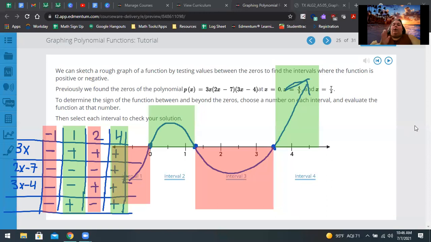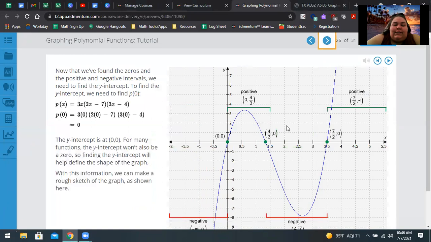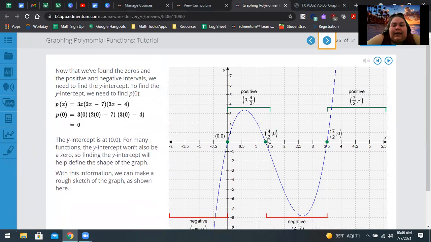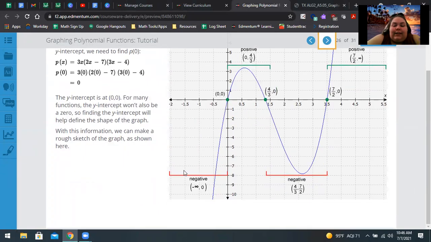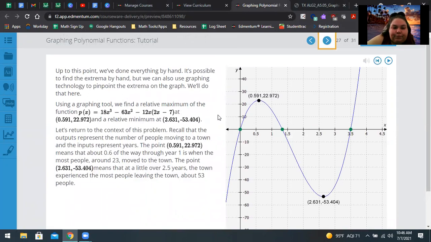So again, you don't know how far it's going or how deep down, but you do have a rough idea of when it's above the x-axis and when it is below. Same idea here that's happening on slide 26. They're identifying for you when it is considered negative, when it is considered positive. Here it is going from -infinity to 0, and then here they're more limited, from 4/3 to 7/2. Moving on to slide 27.